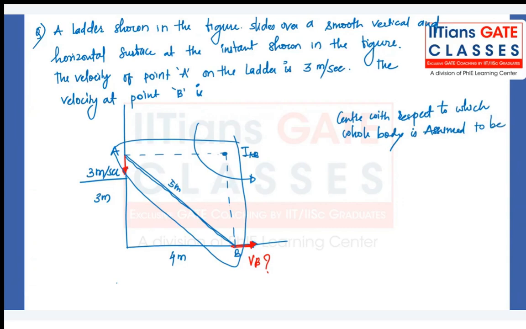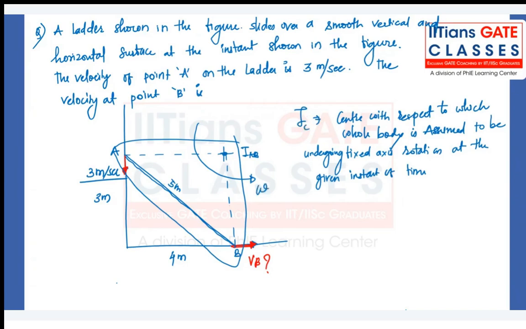Or assumed to be undergoing fixed axis rotation, you can say, at the given instant of time. Because after some time point B will be at a different location and A will be at a different location, so there will be a different instantaneous center of rotation. At this particular instant, this is the instantaneous center, because if you draw the perpendiculars to the velocities, that is where they meet, I_AB. So let's say it is rotating at omega. You can assume this entire ladder as one link rotating at angular velocity omega.